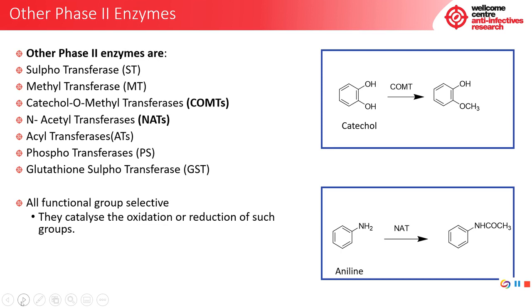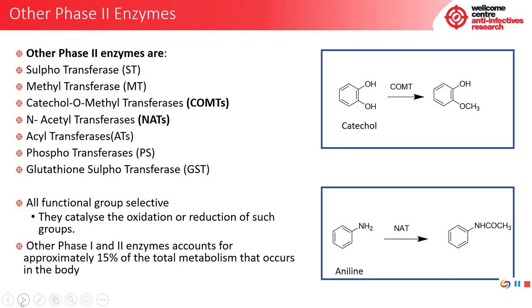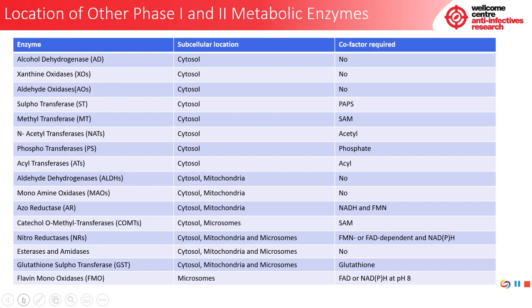What is common to all these enzymes is that they are all functional group selective, as they catalyze the oxidation or the reduction of such functional groups. Other phase 1 and phase 2 enzymes account for approximately 15% of the total metabolism that occurs in the body. Now, the location of other phase 1 and phase 2 metabolic enzymes.